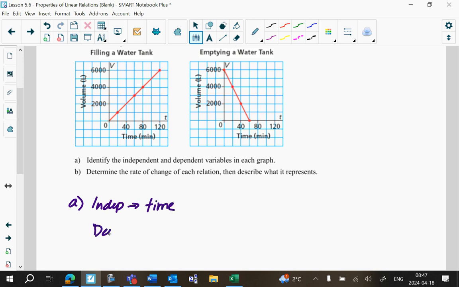And the dependent? Volume. But they're slightly different graphs in that the first one shows you what's happening when you fill up the tank, and it makes sense that the volume goes up as time goes on. And the second one shows you a graph of emptying a water tank. Okay? So as time goes on, the volume goes down. So we want to find the rate of change for each one.